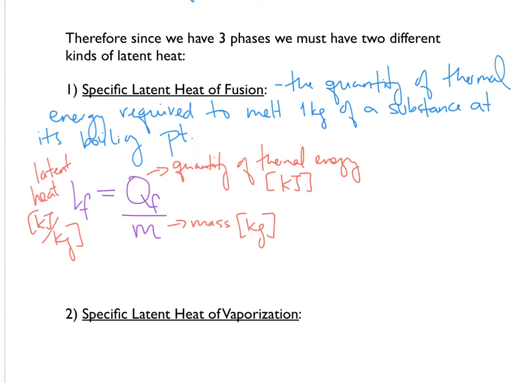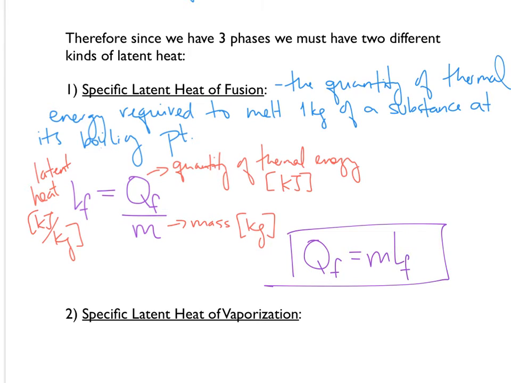Okay, so now let's rearrange this equation just for fun. And I'm going to solve for my amount of thermal energy. And that's going to be mass times your specific latent heat of fusion. And this is a much prettier equation, so let's work with that.